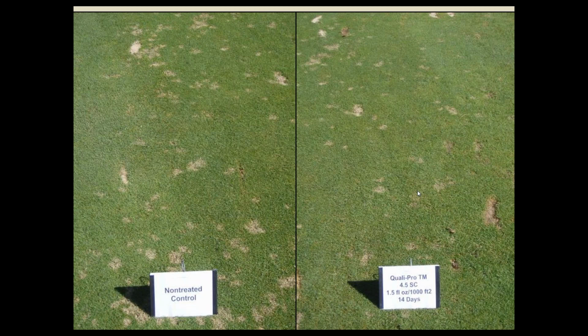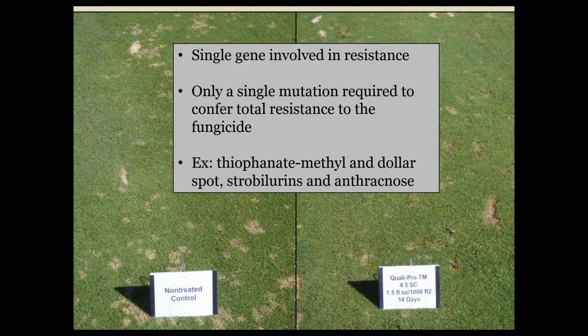This is nothing against the Quality Pro thiophanate-methyl. If we would have used 33, 36, or any other thiophanate-methyl, we would have seen the same thing. It offers complete and permanent fungicide resistance. So only a single mutation is required, with relatively rapid development of resistance. If you're going to use thiophanate-methyl on dollar spot, you would want to immediately include a resistance management program, and even then, it's still probably not going to be that long until you see the development of resistance. Again, the strobilurins and anthracnose have a similar, fairly rapid development of resistance.